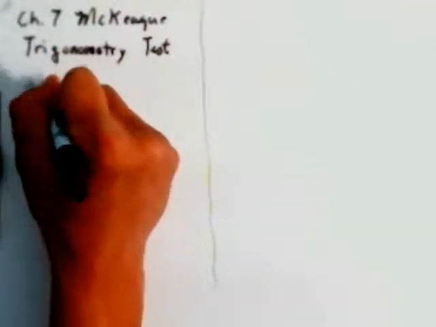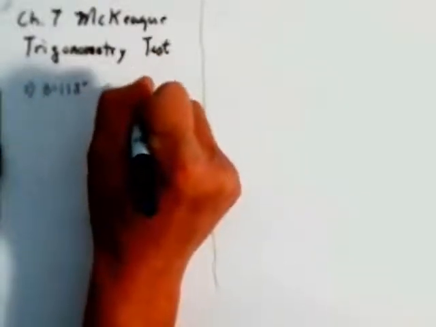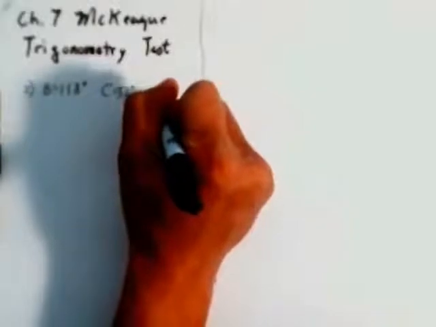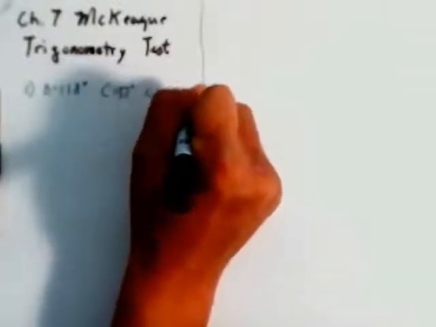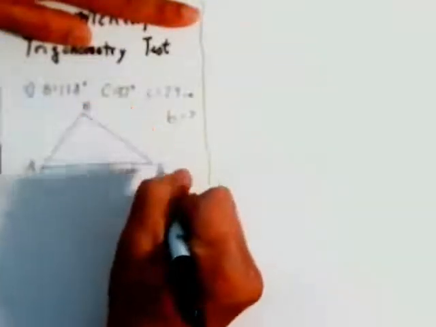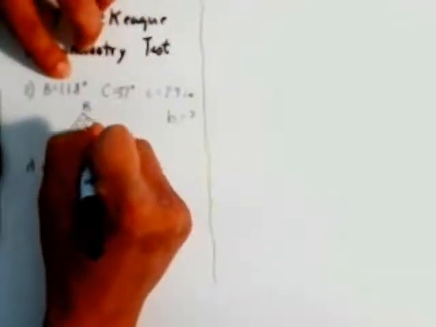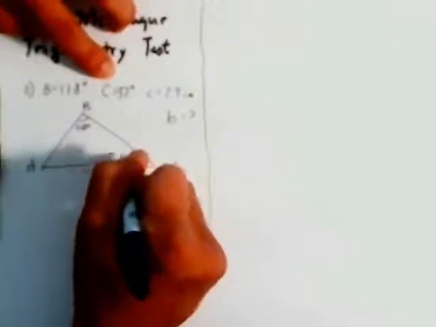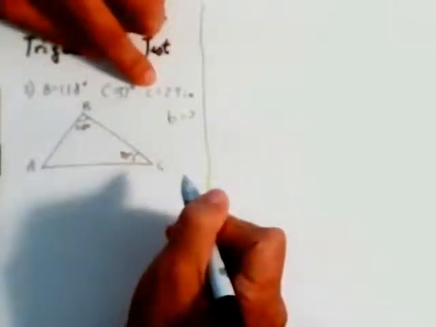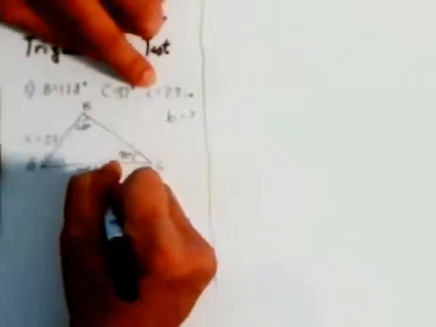It says that B is equal to 118 degrees and big C is equal to 37 degrees and little c is equal to 2.9 inches. I used the law of sines to find little b. So we're trying to find the length of little b. What we want to do is draw a triangle out first. Label those angles big A, big B, big C. Angle B is 118 degrees right here. Big C is 37 degrees right here. And little c is 2.9. And you want to find little b right here.